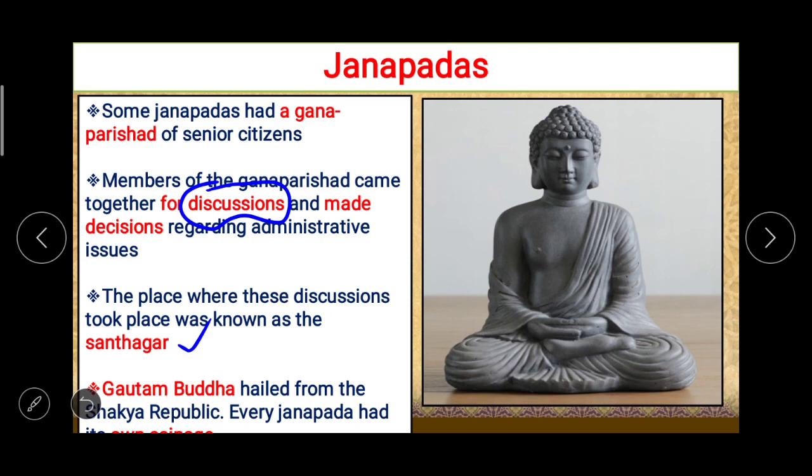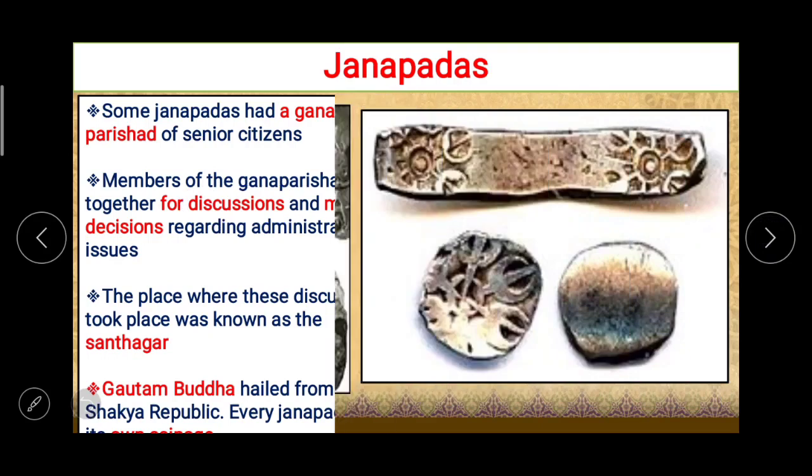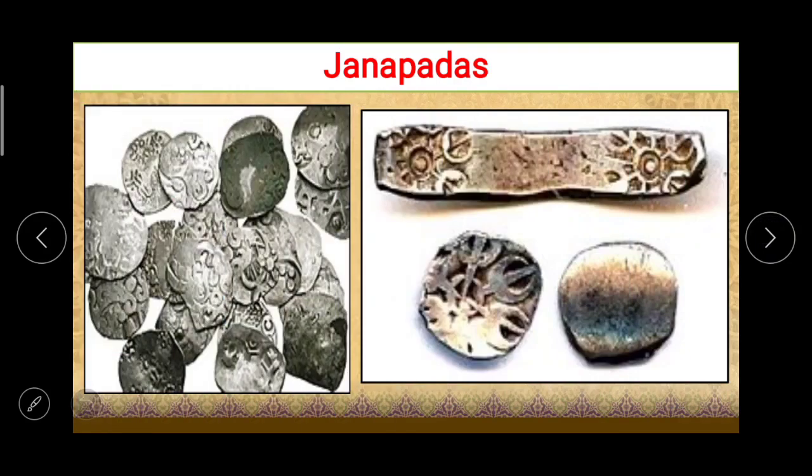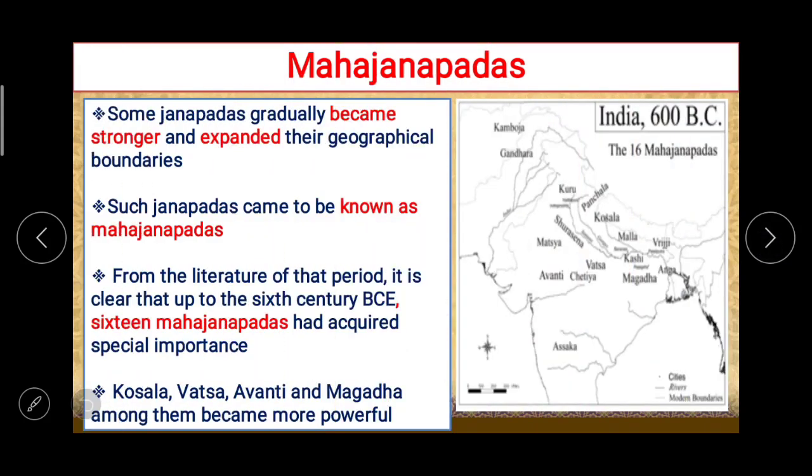Gautam Buddha hailed from the Shakya Republic, and every Janapada had its own coinage that you can see here on the screen. Coinage of that particular Janapada. Like today we are having currency. जैसे अपने देश की करेंसी के बारे में अगर हम बात करेंगे it is in rupees, और अगर हम बाहर के देशों की बात करेंगे तो अलग अलग करेंसी है, जैसे यूरोज है या फिर डॉलर्स है. Like that there was also currency and coinage of that particular Janapada.